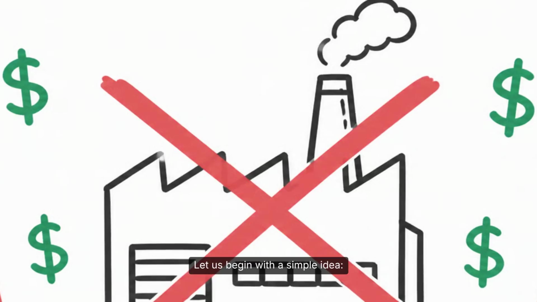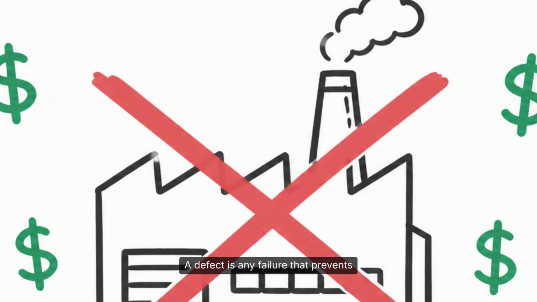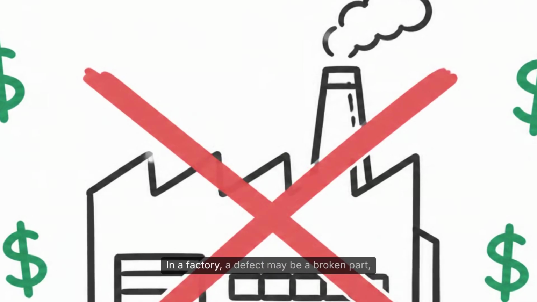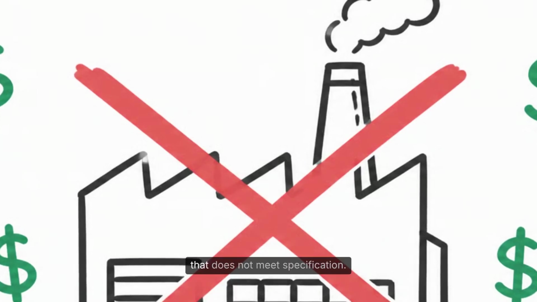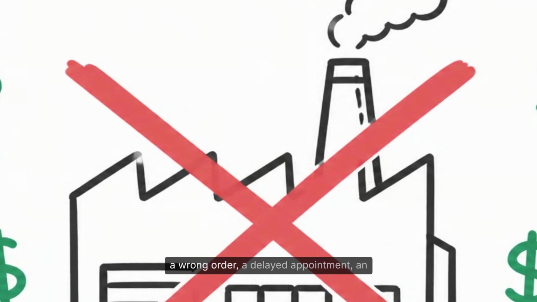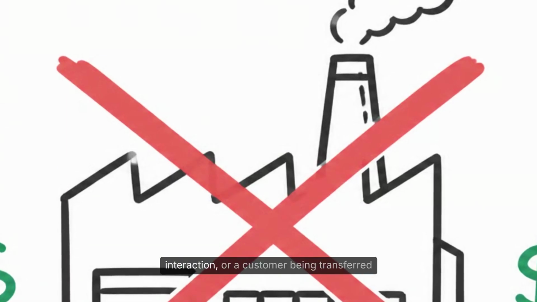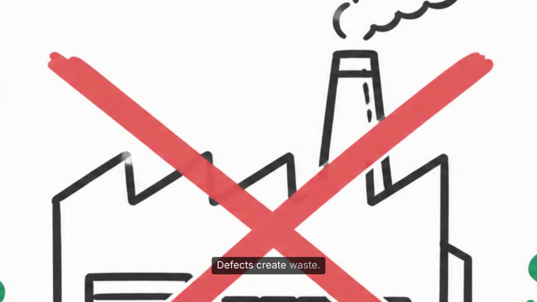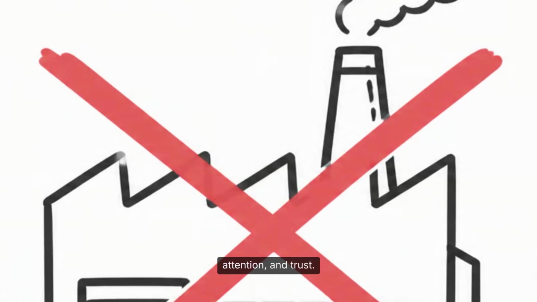Let us begin with a simple idea. Every defect costs something. A defect is any failure that prevents a product, service, or process from satisfying the customer. In a factory, a defect may be a broken part, an incorrect measurement, or a product that does not meet specification. In a service business, a defect may be a wrong order, a delayed appointment, an incorrect bill, a lost document, a rude interaction, or a customer being transferred 5 times without getting help. Defects create waste. They consume time, labor, materials, attention, and trust.